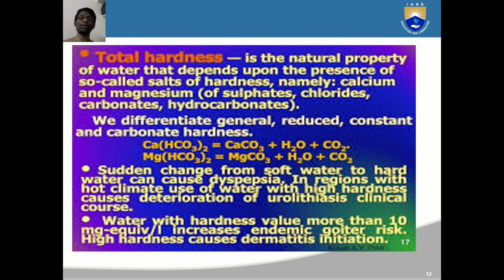Sudden change from soft water to hard water can cause dysphagia. In regions with hot climate, use of water with high hardness causes deterioration of urolithiasis clinical course. Water with hardness value more than 10 mg equivalent per liter increases endemic goiter risk. High hardness causes dermatitis initiation.